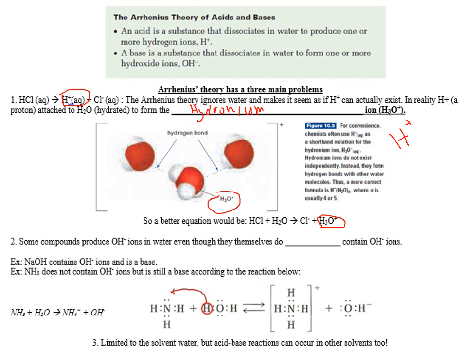The other problem is what we saw in the previous slide, that some compounds don't have OH minus ions, but they do produce it in water somehow. So even though they don't have OH minus ions, they somehow produce it in water. And so they should count as bases, but Arrhenius' theory would not allow for that. And then the last one is that Arrhenius' theory just relied too much on water as a solvent. Acid-base reactions can actually happen in other solvents as well. So that led to other scientists coming up with a different theory, which is what we're exploring next.